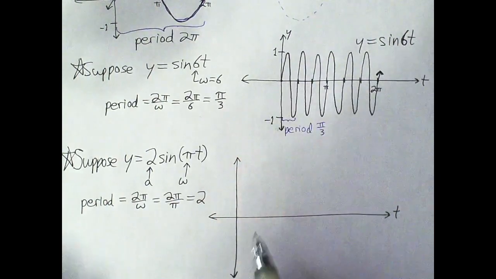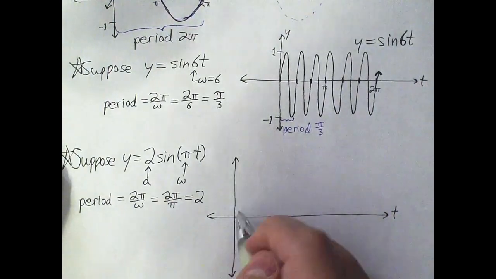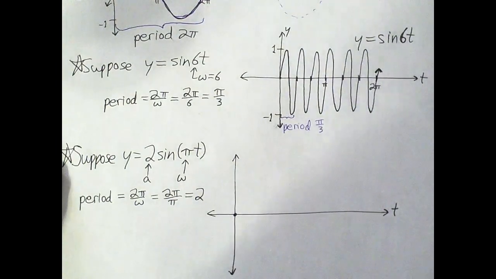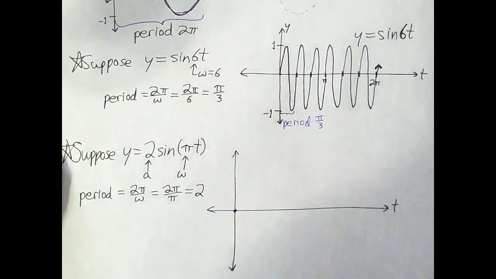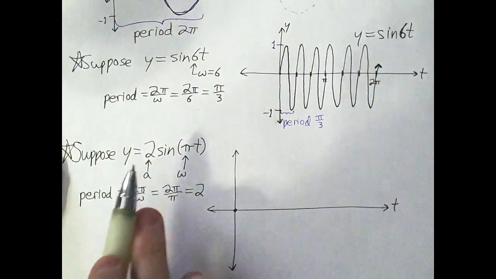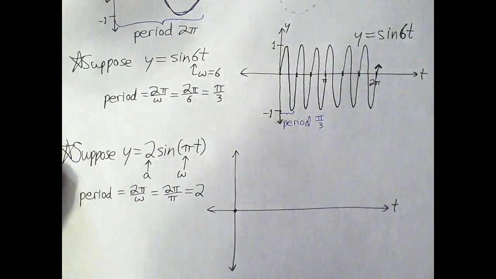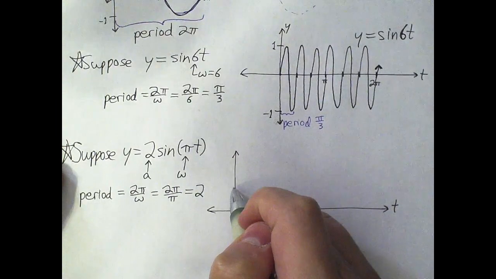So I'll do the same thing here. I'll start at 0 and only go to the right. What kind of scale should we set up? Because the amplitude is 2, I know that the graph is going to go to a maximum height of 2 instead of just 1.